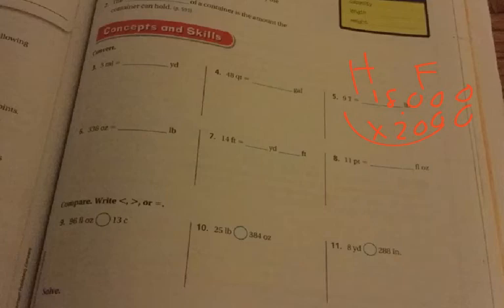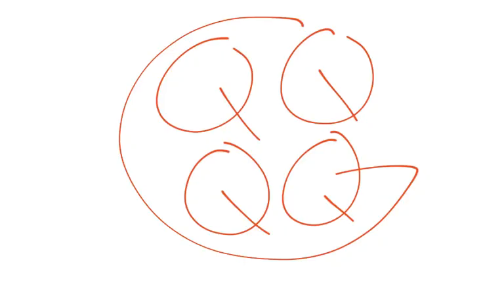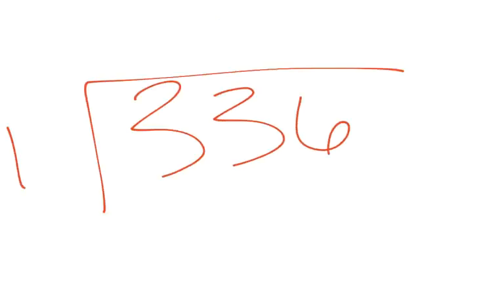The next one, I'm just going to leave that ink there. 336 ounces is how many pounds? I know an ounce is smaller, so I'm going fly to horse, divide, of course, and I know there's 16 ounces in a pound. I'm going to go over here so I can have room for that. So 336 divided by 16.